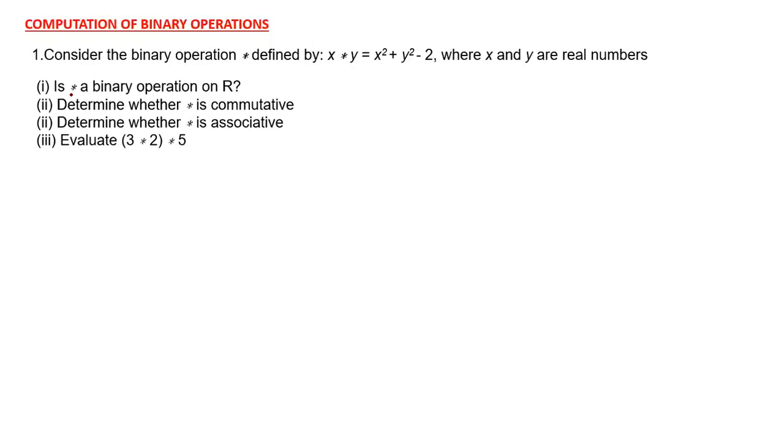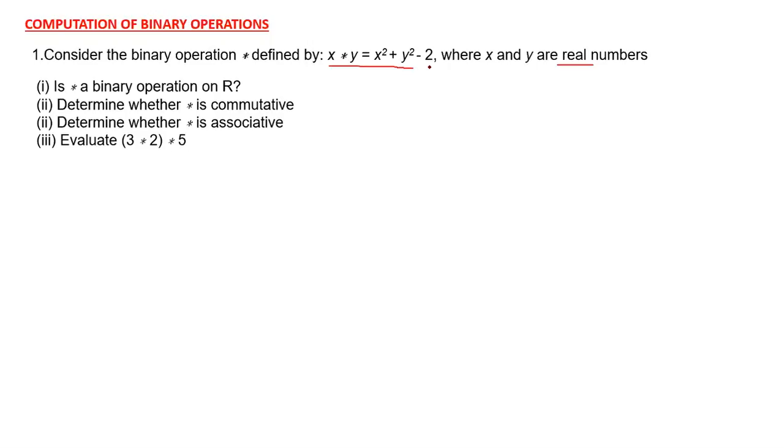When they ask you, is star a binary operation on R, they are simply asking you whether there is a way that you can put two or more real numbers in this expression that you have been given and defined, and discover that the answer you get is not a real number. I repeat, when they say, is star a binary operation on R, they are simply asking: is there a way? Because anything apart from a real number is undefined.